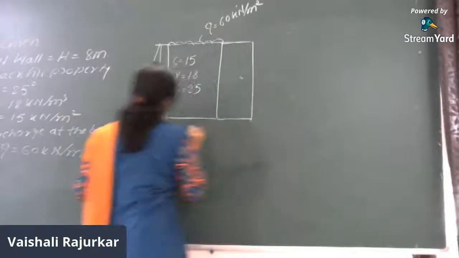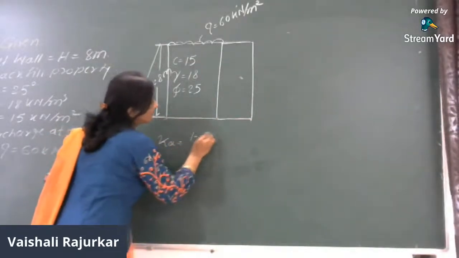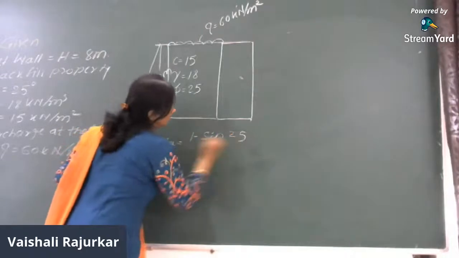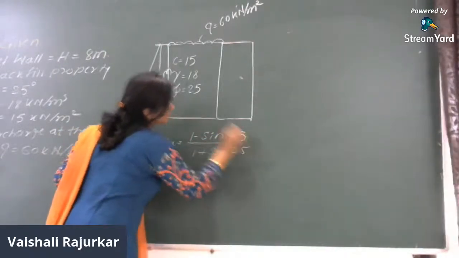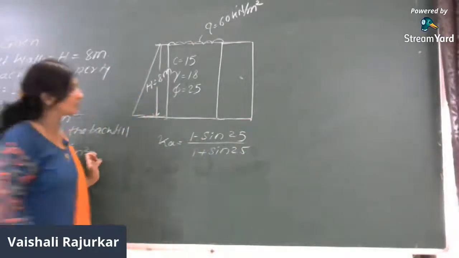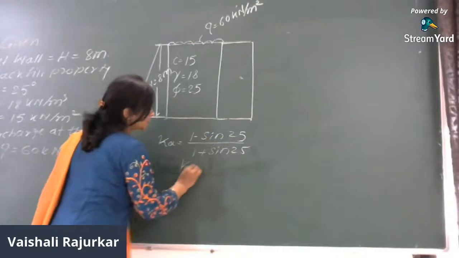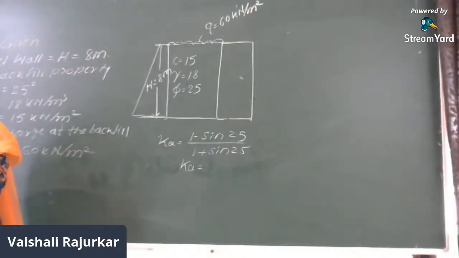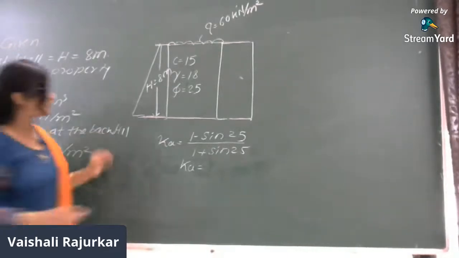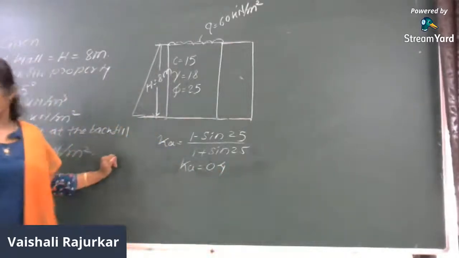In this case, now you have to find out the value of Ka. It will be 1 minus sine 25 divided by 1 plus sine 25. So you have to first find out the value of Ka because this Ka will be required over here. So Ka value is found to be 0.4.